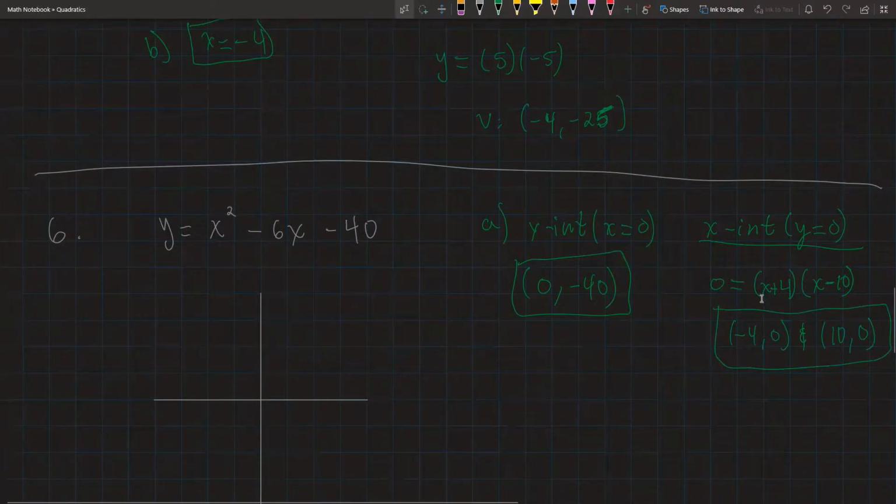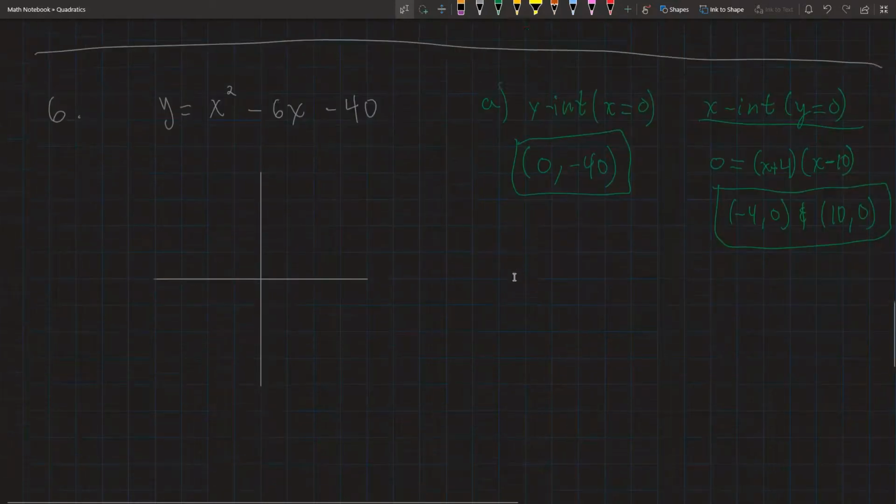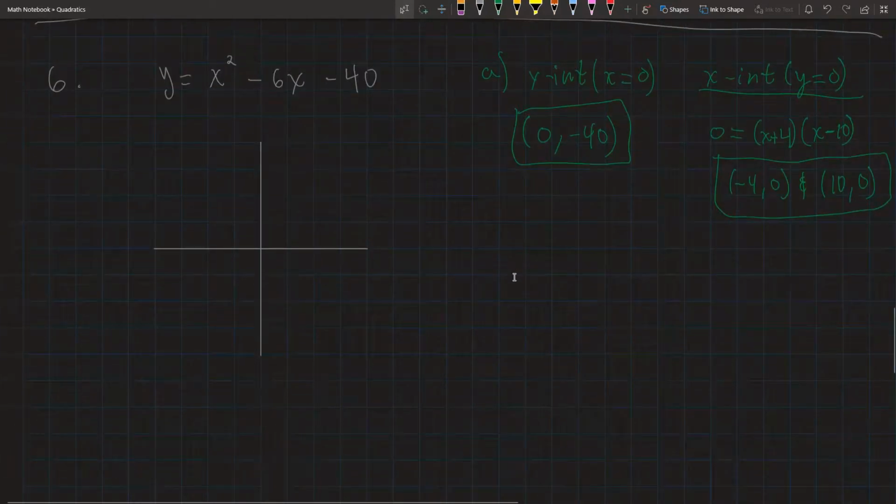-4, 0, and 10, 0. Like I said, my goal is to show fewer steps every problem, and that doesn't look too bad either. Even though we showed a few steps, one or two steps, we're doing them pretty quickly. That's why we spent so much time on that previous practice. And then I'm going to start putting the picture together.